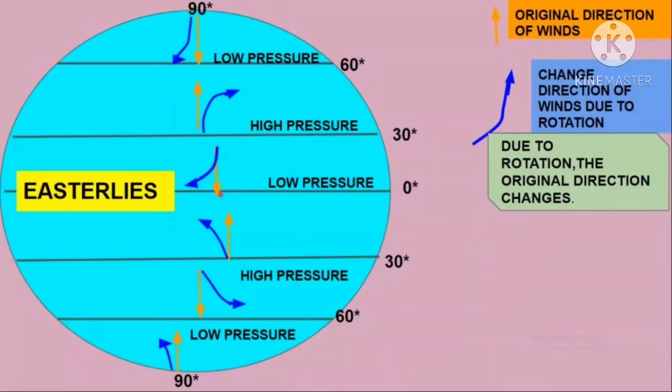Now in this above slide, we can also see the original direction of the winds. Can you see the orange or yellow arrows in the diagram? Yes, they are the original. Those arrows show us the original direction of the wind. And the blue arrows, can you see the blue arrows which are in curved shape? They show us the changed direction of the winds due to rotation.